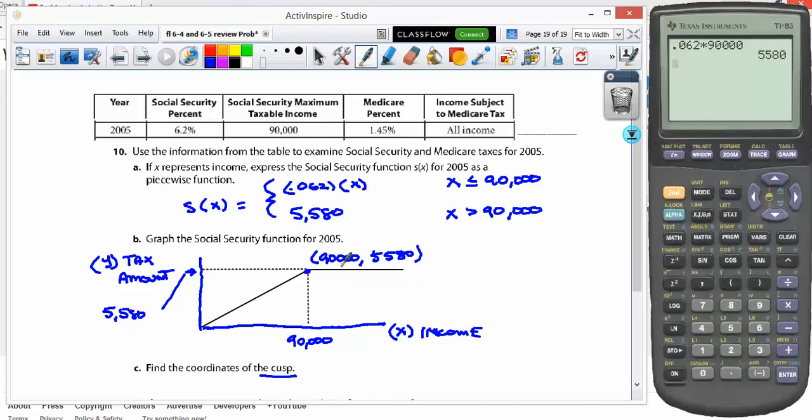Okay, so just remember this is the max tax income. We'll call this MTI. So this is the MTI, and this is the max tax. And that's what the cusp coordinates represent.